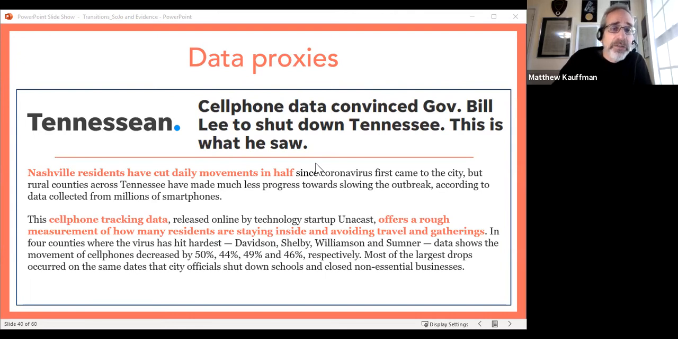And in some ways, this is like a double proxy, in that what we're really trying to do is stop the spread of COVID, and we're using as a proxy that if we can stop travel and gatherings, then we can do that. And that's proxy number 1 and proxy number 2.